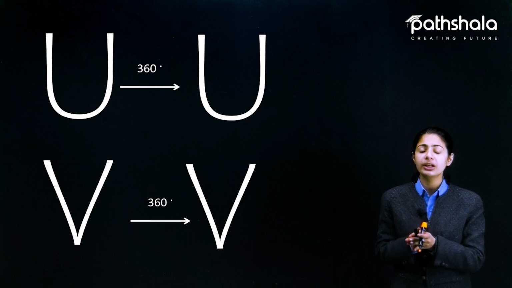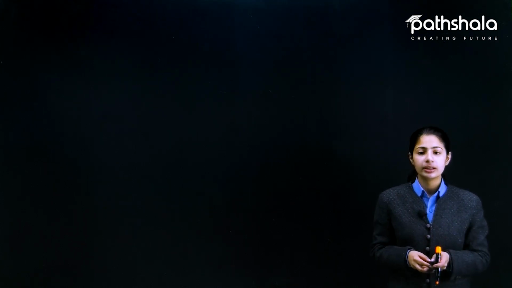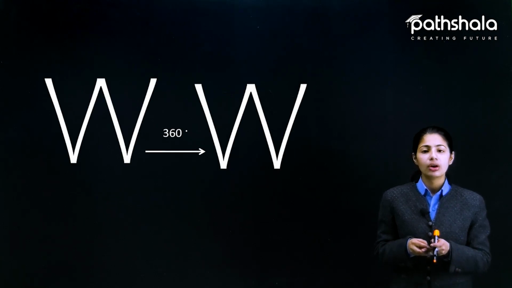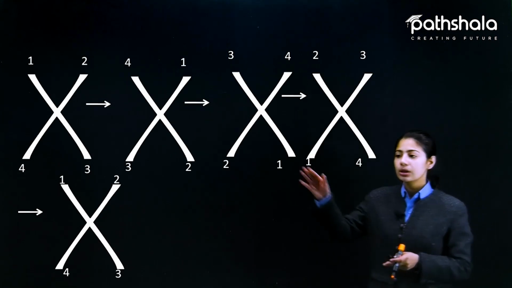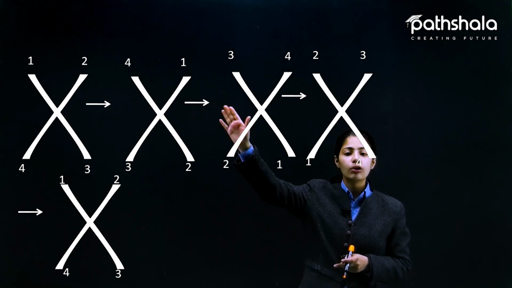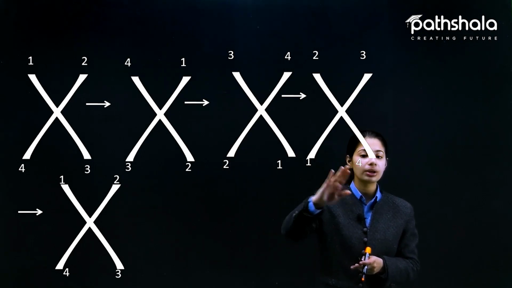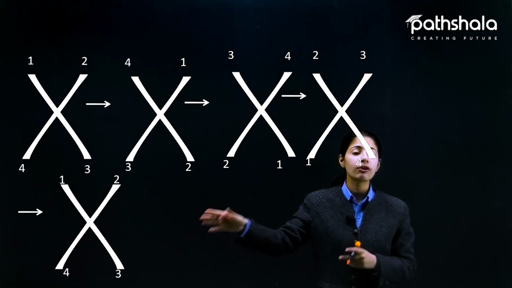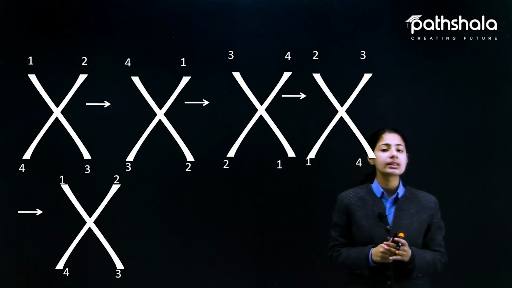Similarly for V, angle of rotation 360 degrees, order of rotational symmetry 1. Next we have W, order of rotational symmetry 1, angle of rotation 360 degrees. Next comes X. So 1, 2, 3 and 4. Again rotating, 4, 1, 2, 3. Again on rotation we get X. But in rotating this 4 times we get that original 1, 2, 3 and 4. So for X, the order of rotational symmetry is 4.